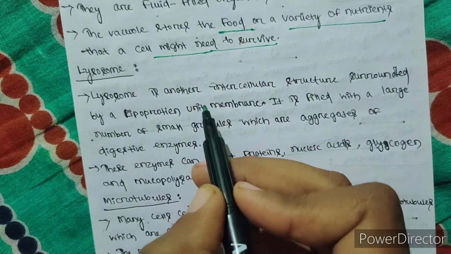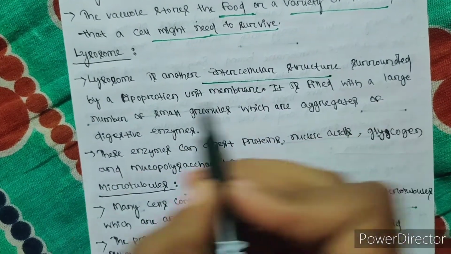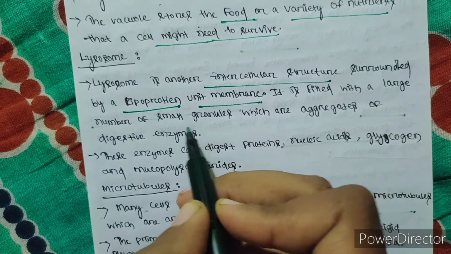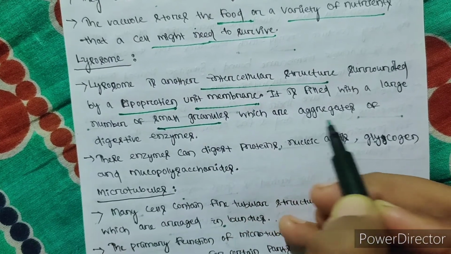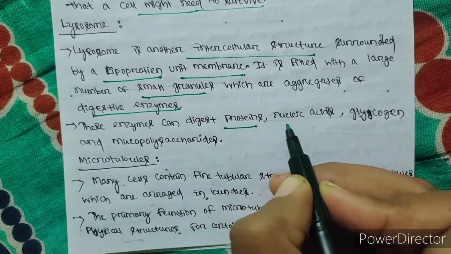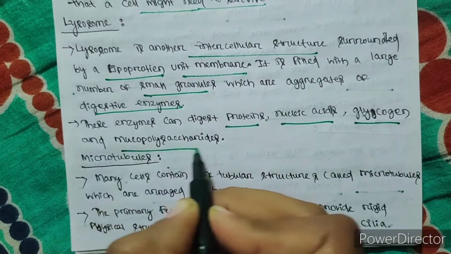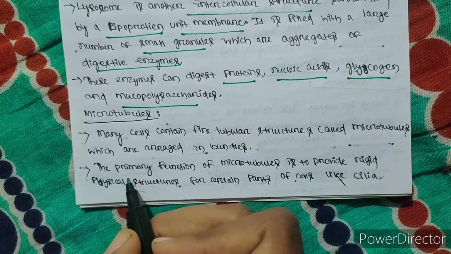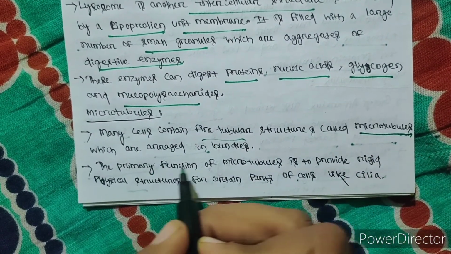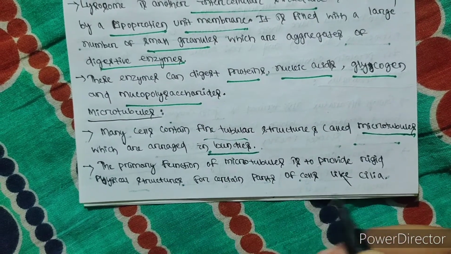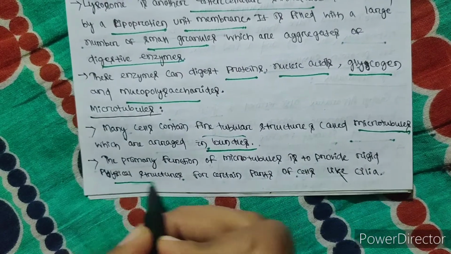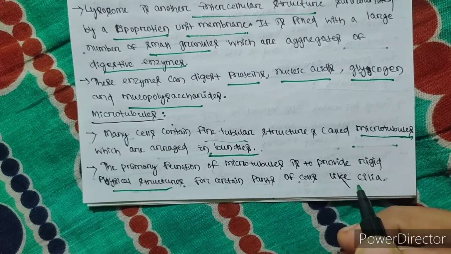Then lysosome. Lysosome is another intracellular structure surrounded by a lipoprotein unit membrane. It is filled with a large number of small granules which are aggregates of digestive enzymes. These enzymes can digest protein, nucleic acid, glycogen and mucopolysaccharides. Then microtubules. Many cells contain fine tubular structures called microtubules which are arranged in bundles. The primary function of microtubules is to provide rigid physical structure for certain parts of the cells like cilia.